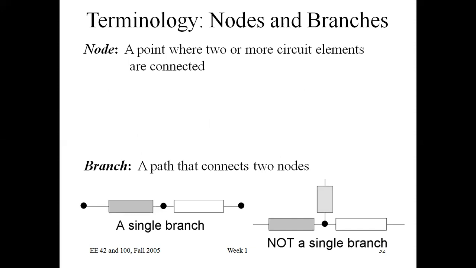The terminology in a network: first you must know what a node is. A point where two or more circuit elements are connected is nothing but a node. And a branch is nothing but a path that connects two nodes. So here it is a single branch, which connects the two nodes. This is not a single branch; this is one branch, this is another branch, and this is another branch. Here another node may be there, and here another node may be there. Though it is connecting two different nodes, it is still a single branch.